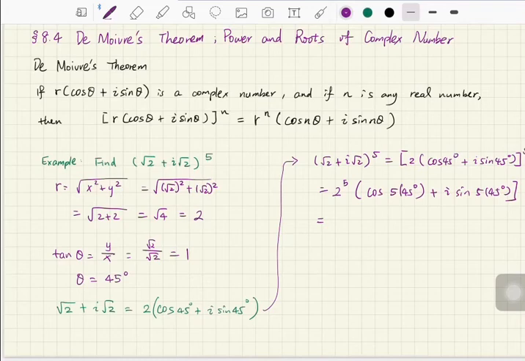Now we're going to evaluate everything. Actually, to find the exact number, we cannot really punch everything into the calculator. So 5 times 45 is 225, cosine of 225. And 225 is in quadrant 3. So cosine of 45 in quadrant 3 is going to be negative square root 2 over 2. And then sine of 45 in quadrant 3 is also negative square root of 2 over 2.